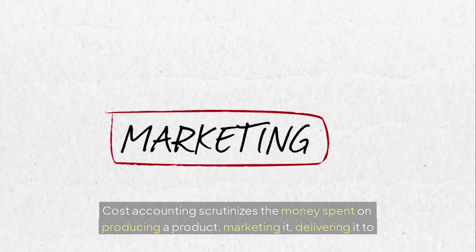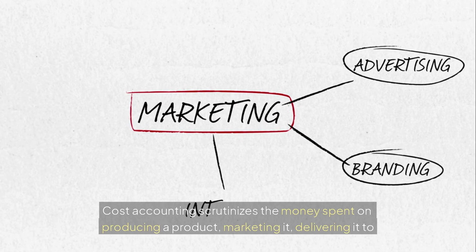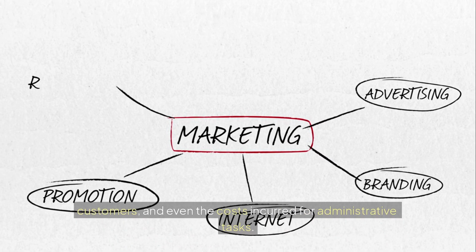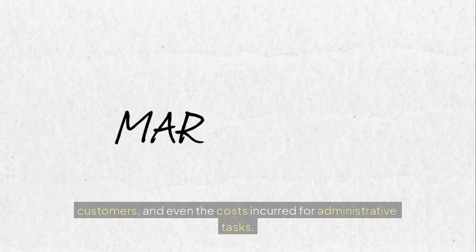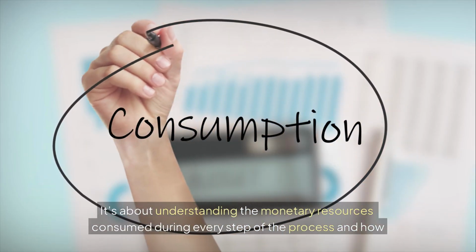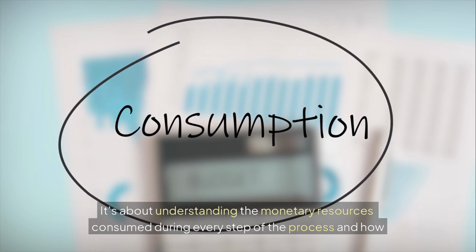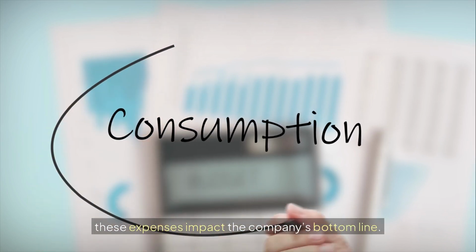Cost accounting scrutinizes the money spent on producing a product, marketing it, delivering it to customers, and even the costs incurred for administrative tasks. It's about understanding the monetary resources consumed during every step of the process and how these expenses impact the company's bottom line.